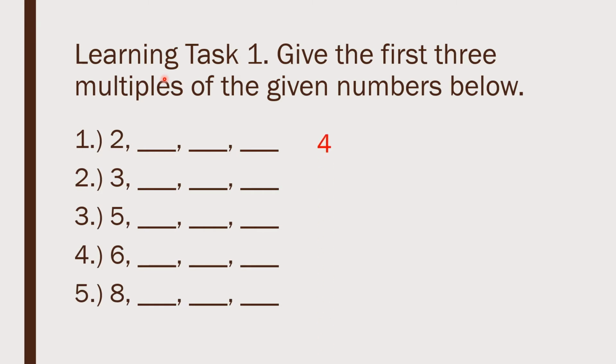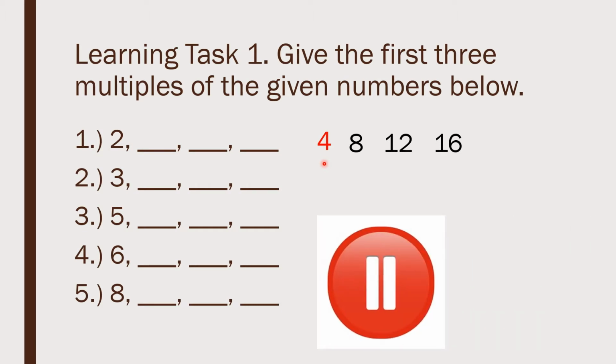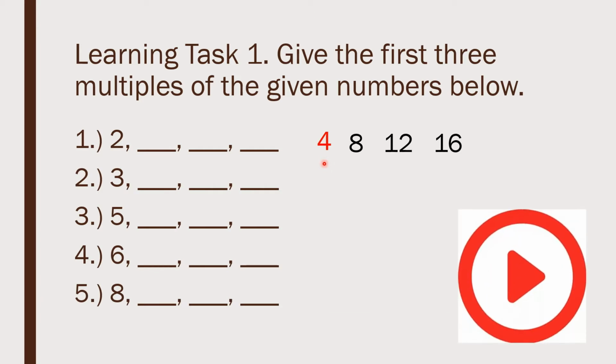For example, we have here 4. If you multiply 4 by 2, we got an answer of 8. When we multiply 4 by 3, we have 12. And 4 multiplied by 4, we got 16. So here, 8, 12, and 16 are multiples of 4. So you can pause this video and answer this learning task on your own. After answering, you can resume the video to find out if your answers are correct.